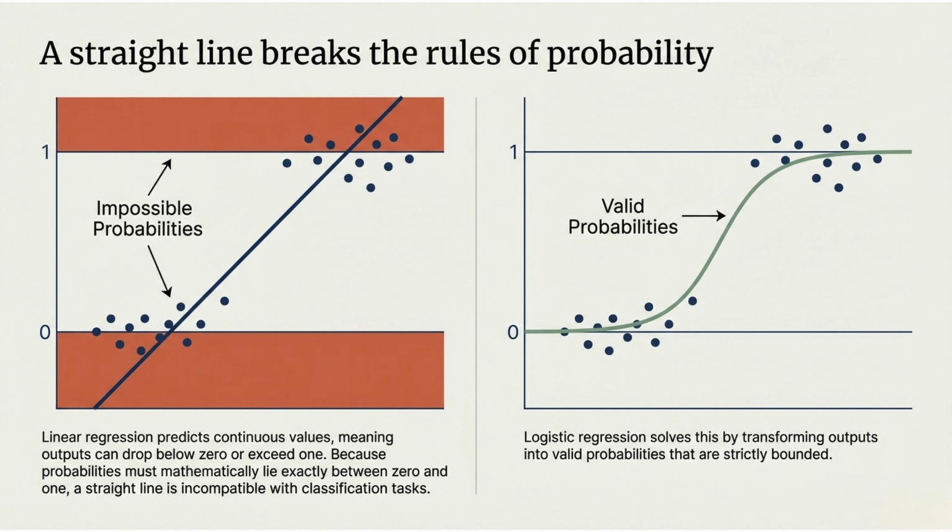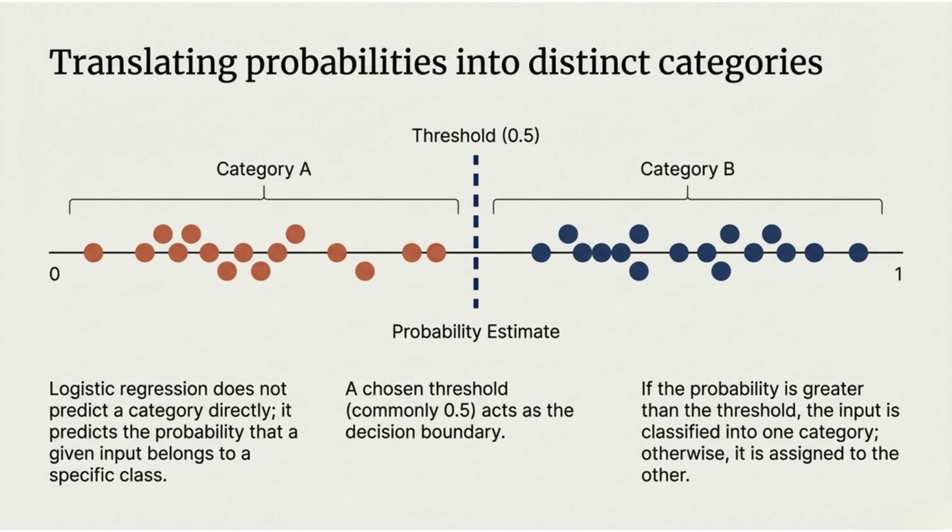In classification problems, we are interested in estimating probabilities. Logistic regression predicts the probability that a given input belongs to a particular class. If the probability is greater than a chosen threshold, such as 0.5, we classify it into one category, otherwise into another.